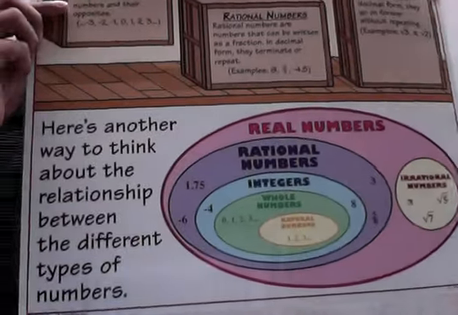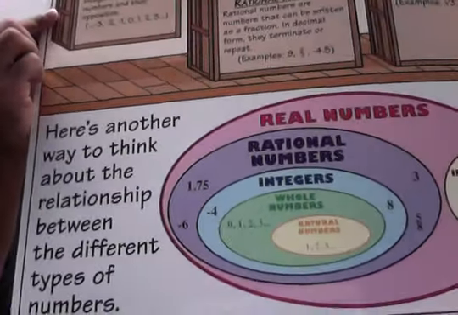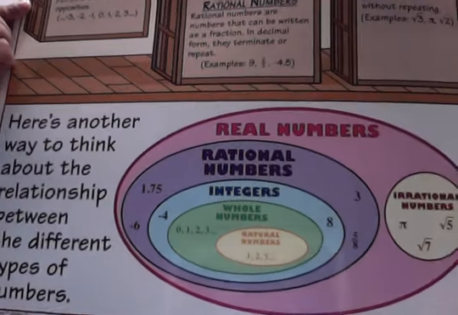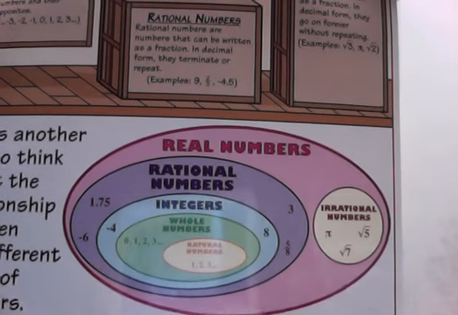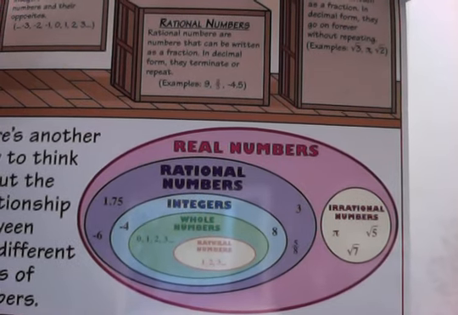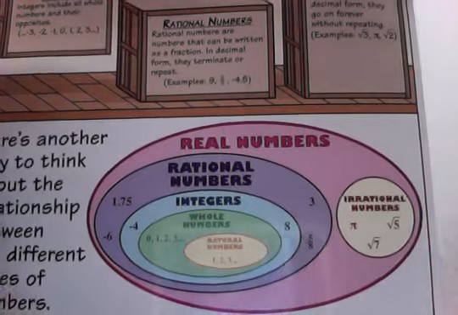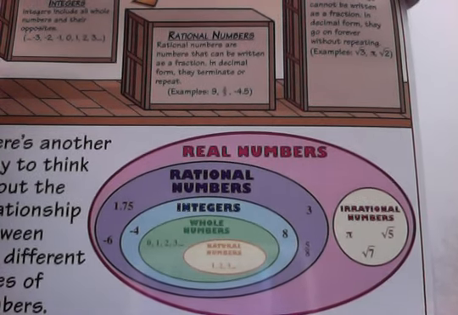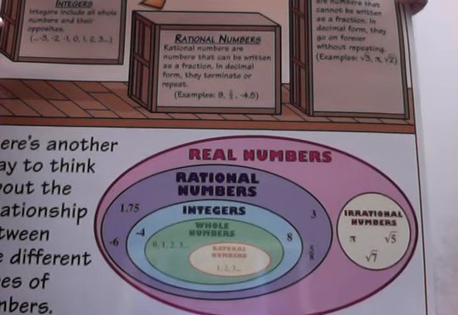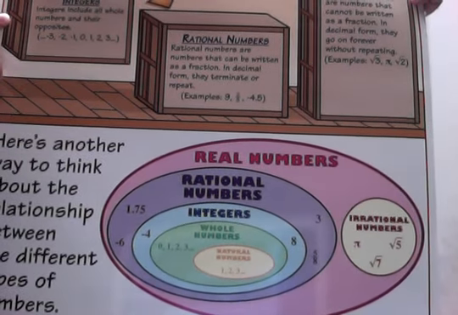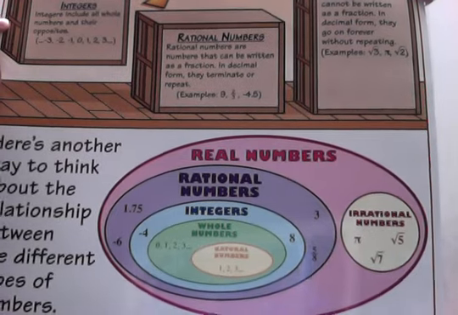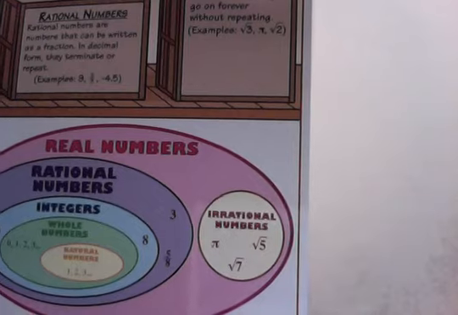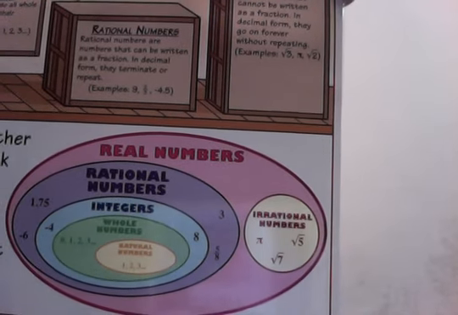And finally, here's another way to think about the relationships between the different types of numbers. Okay, you see right now you have the real numbers, everything in there, then the rational numbers there in purple, all right, and it gives you some examples of rational numbers. Integers there in light blue, whole numbers in green, natural numbers there in yellow, okay? And then if you look at irrational numbers over here, here are some examples again of irrational numbers, all right?